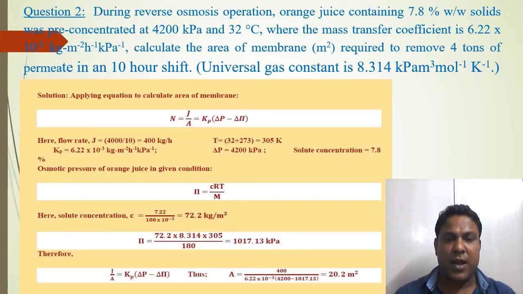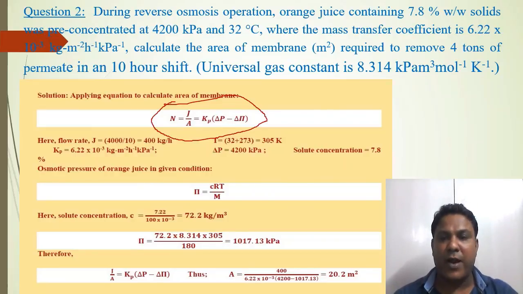This is N equal to J upon A equal to Kp into del P minus del pi. For this we have the flow rate: 4 tons of permeate in a 10-hour shift, that is 400 kg per hour. T is the absolute temperature, 32 degrees Celsius, equal to 305 Kelvin. Kp is given, the membrane coefficient. Del P, the transmembrane hydrostatic pressure, is 4200 kilopascal.